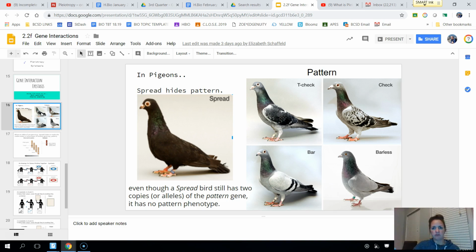In this example here is pigeons, and so basically pigeons have these different patterns. They could have a T-check pattern, a check pattern, a bar pattern, or barless. But there is another allele, or gene combination, that would, if present, in this case, both of the alleles have the spread bird gene, that would mask over all of it.